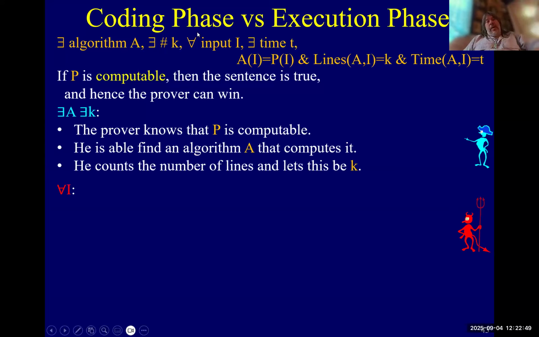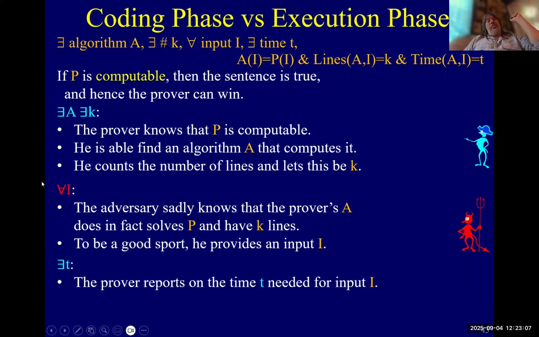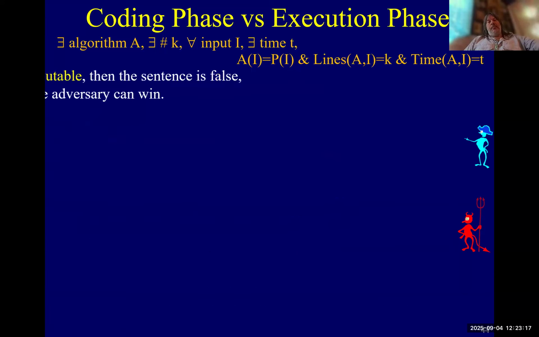And then we come over to for all inputs. What happens in for all inputs? Well, the adversary knows the algorithm and knows the K, and he comes up with some input, right? And then once the input is chosen, the prover has to do their exists, so can come up with what the running time will be, right? Does that make sense?